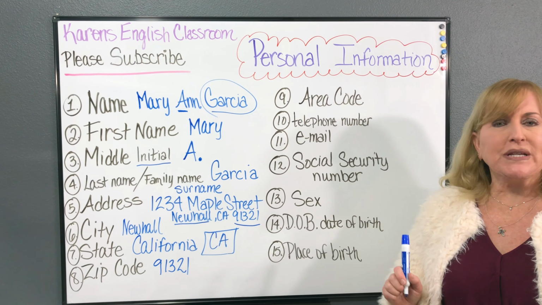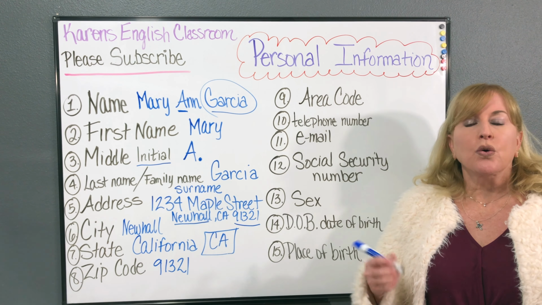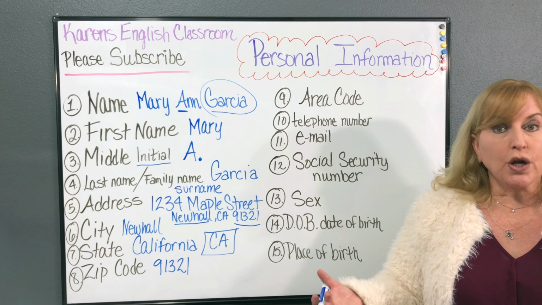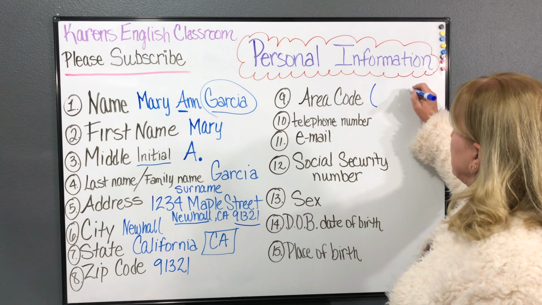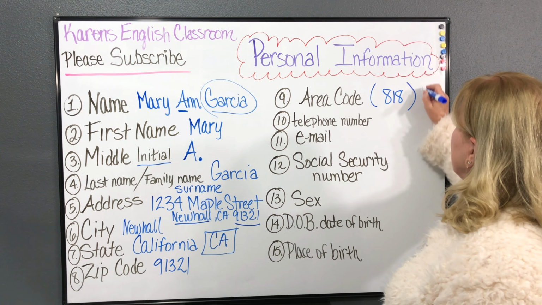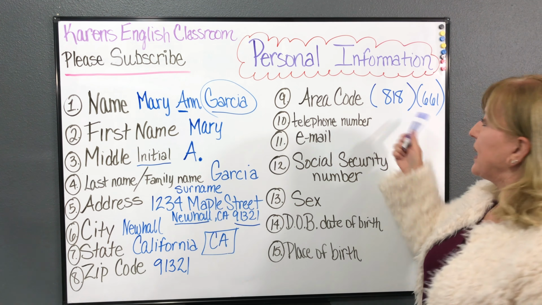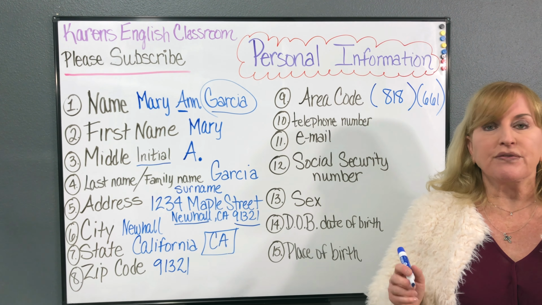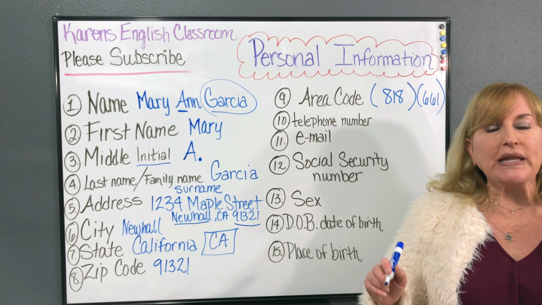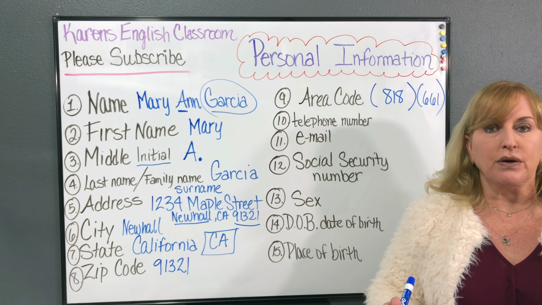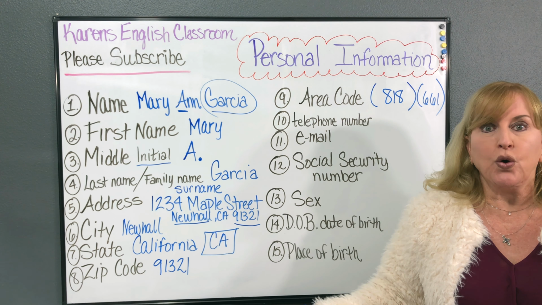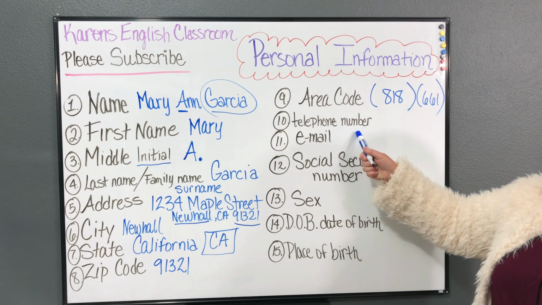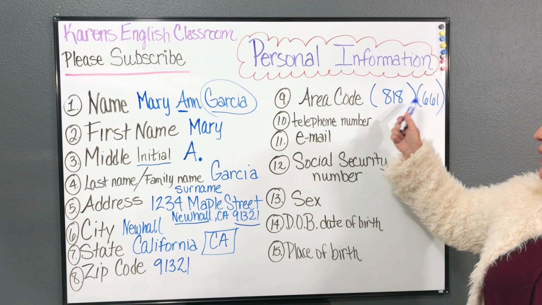Now, area code. What are we talking about when we're talking about an area code? We're talking about a phone number. Could be your cell phone number, your home number, your work number. Usually we put it in parentheses. There's a lot of different area codes, all right? And it's really important that you put it with your phone number. If you don't put it with your phone number, they don't know where you're actually from and how to call you at that number. So the telephone number, always include your area code.